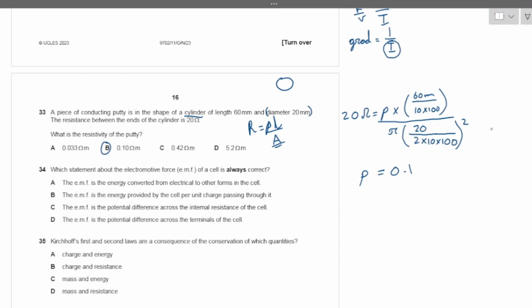Question 34. Which statement about the electromotive force EMF of a cell is always correct? Right, so let's see one by one. EMF is the energy converted from electrical to other forms in the cell. No, that's not correct. EMF is the energy provided by the cell per unit charge passing through it. Correct. Basically, the definition of EMF is work done per unit charge in moving it throughout the circuit, right? Or in other words, energy transferred to the charge in moving it around the circuit. So option B is the most correct one for this question.